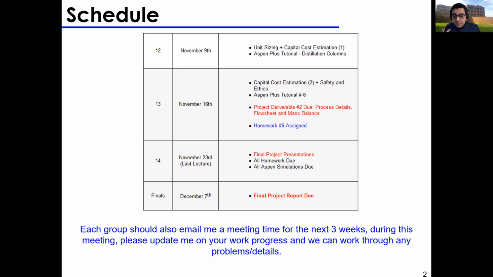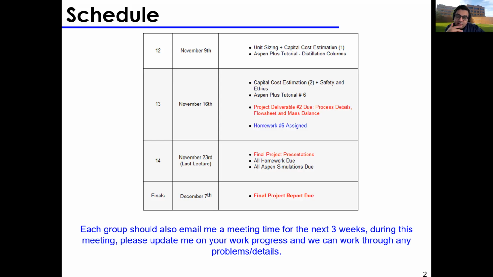You have one major project deliverable left, which is your process details, flow sheeting, and mass balance. Here, I need to see a flow sheet with more details than your simple base case. I need you to do a mass balance and an energy balance around every unit you're doing, and to be able to have a clearer resolution of the composition of each stream, the conditions, such as temperature, pressure, vapor fraction, all this stuff, and any additional details you want to add.